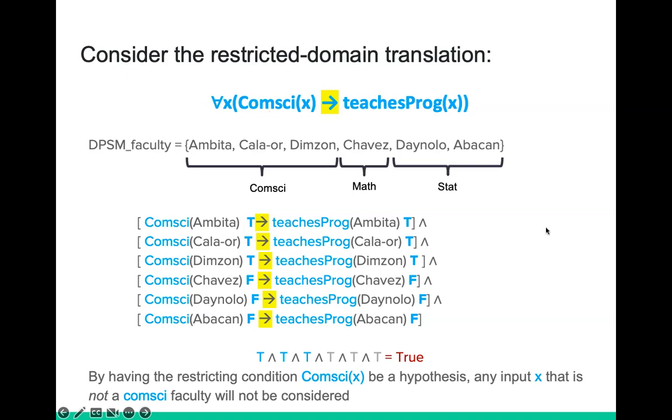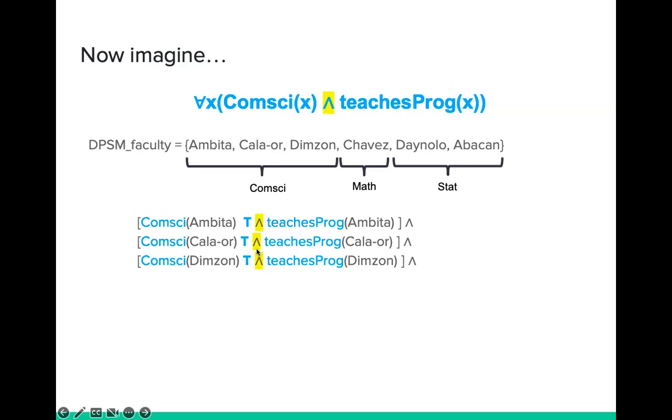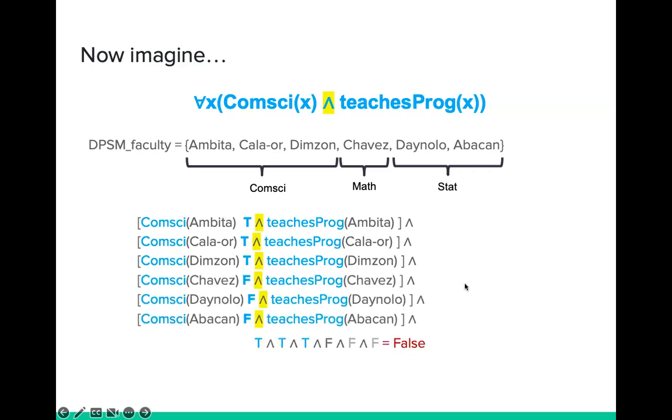Okay, so now imagine if we do not use the implication and rather we use the and connective. Okay, for all x such that x is a ComSci faculty and x also teaches programming. Okay, and we can express that using conjunction. So as you can see, we use the and connective. Okay, and you can see that for non-ComSci faculty members, it resulted to false. Okay, so then the whole expression also resulted to false.